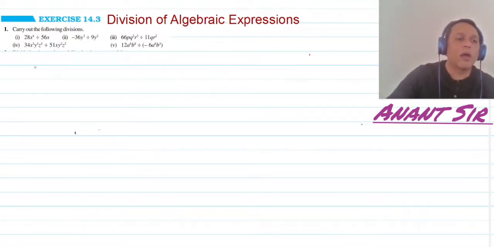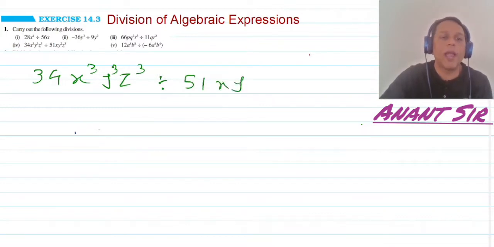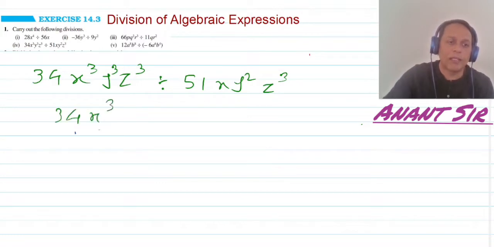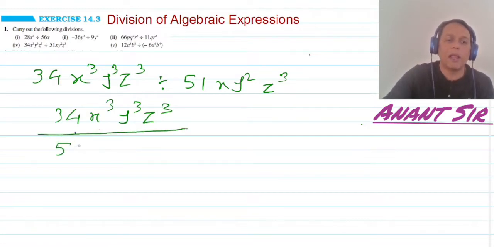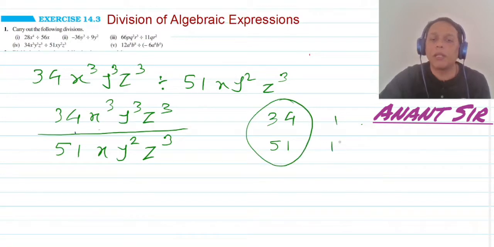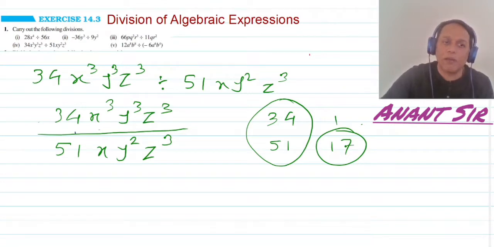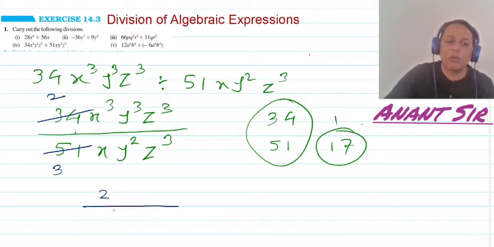We are now on to question number 4. 34x³y³z³ divided by 51xy²z³. I am going to write this in numerator denominator form. So now 34 and 51, they are divisible by 1 and 17 only. So 17 is the greatest common divisor. I am going to divide both by 17. 17 twos are 34, 17 threes are 51. So we have 2 by 3.